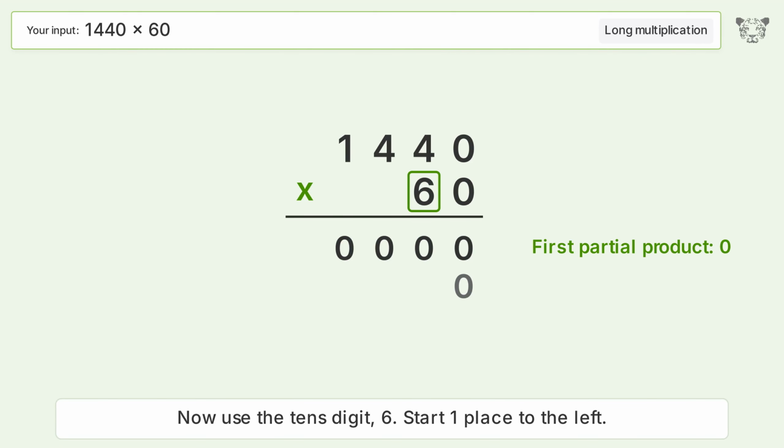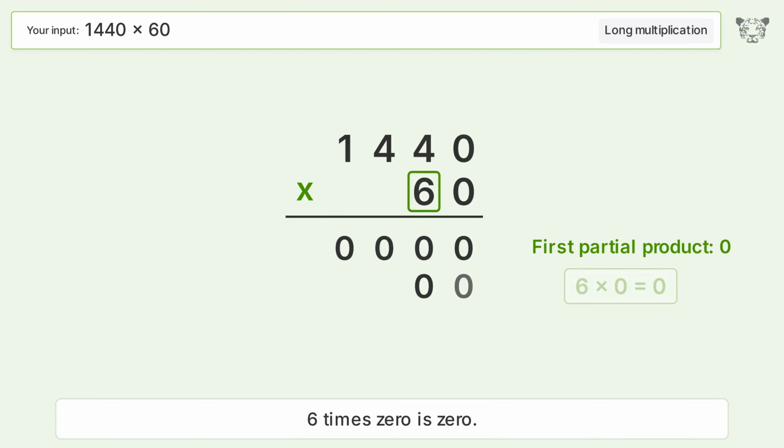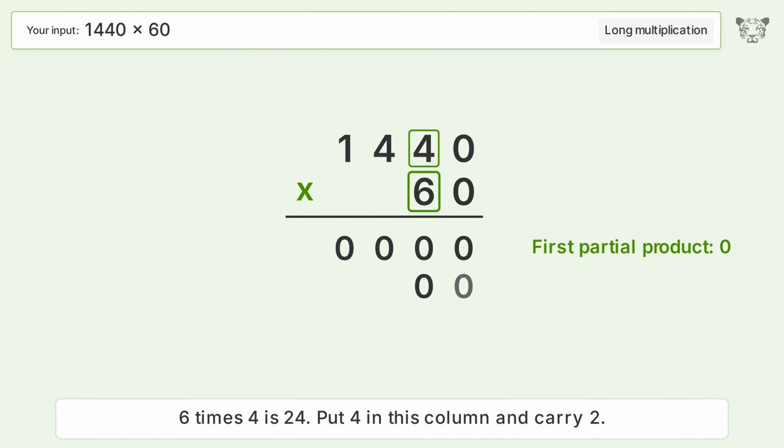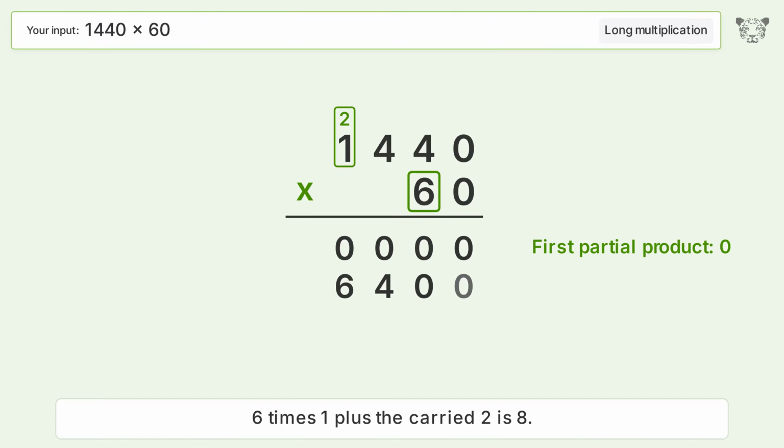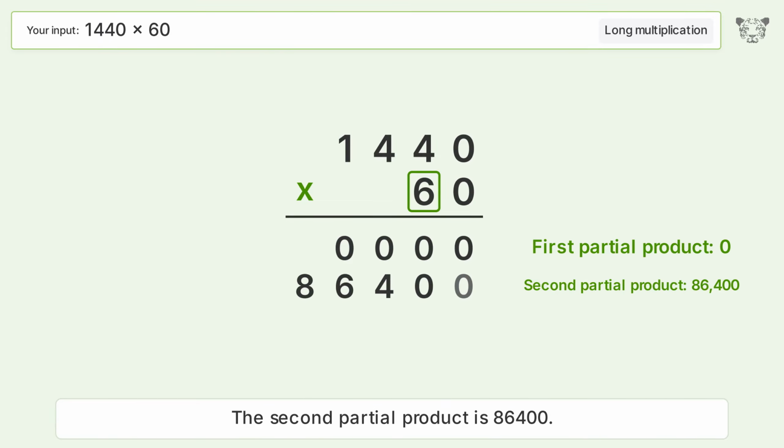Now use the tens digit, 6. Start one place to the left. 6 times 0 is 0. 6 times 4 is 24. Put 4 in this column and carry 2. 6 times 4 plus the carried 2 is 26. Put 6 in this column and carry 2. 6 times 1 plus the carried 2 is 8. The second partial product is 86,400.